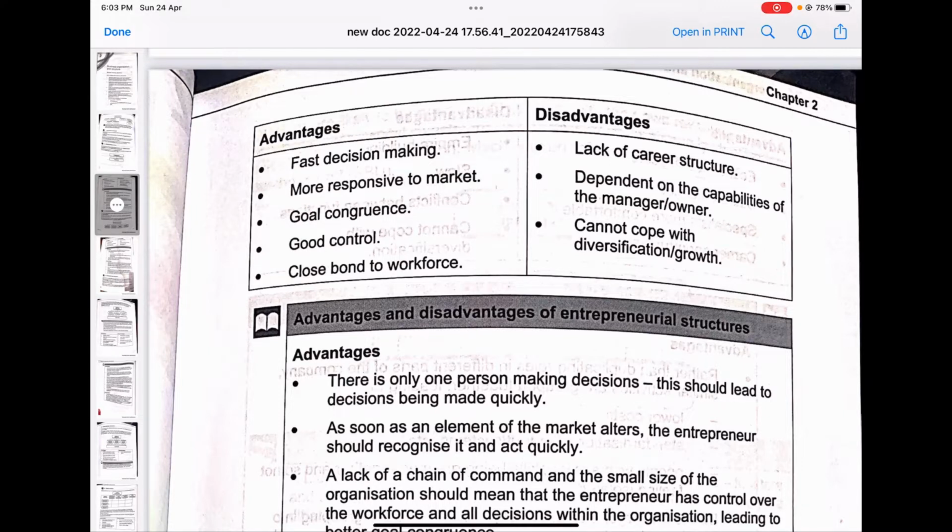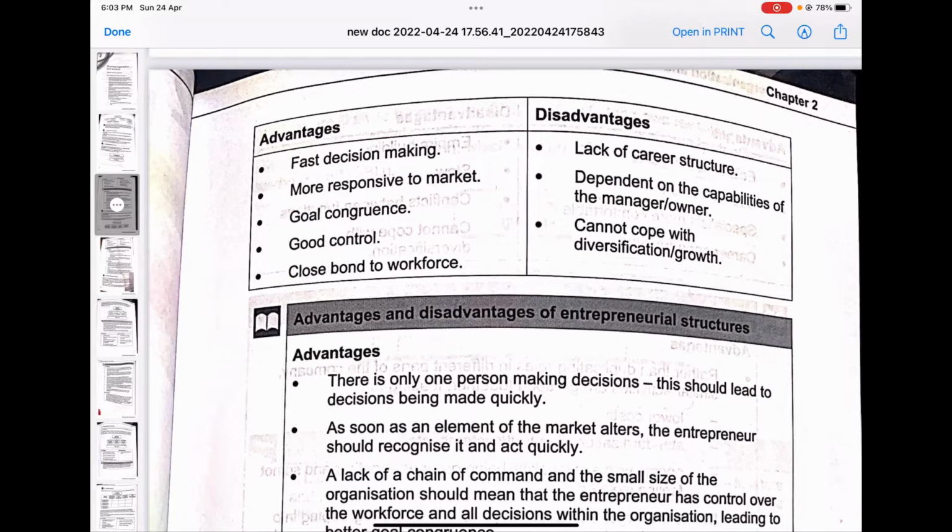And then we have more responsive to the market. When one person has just started the business, they focus on expanding in the market. And then we have goal congruence. Goal congruence is when the goals are met because only one person is in charge, so all the goals are met. And then we have good control: since there are fewer people and the owner or leader is just one person, obviously the control is going to be good. And close bond to workforce: since there is just one leader and it's a smaller business, the bond to the workforce is good.